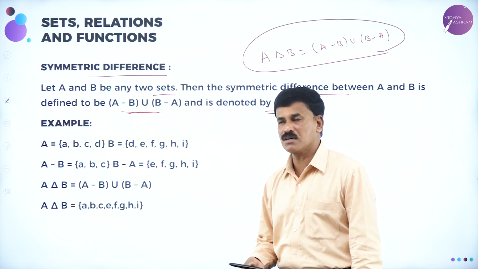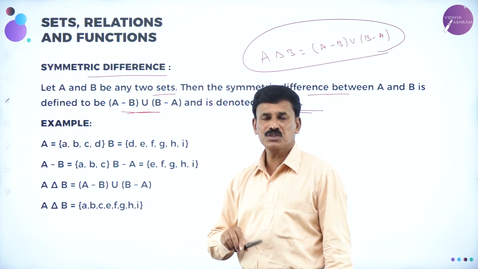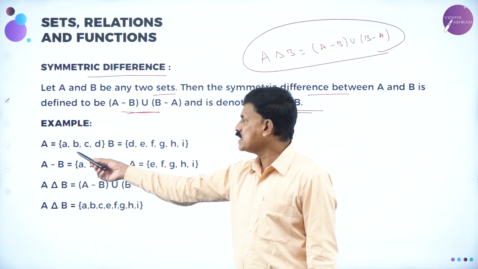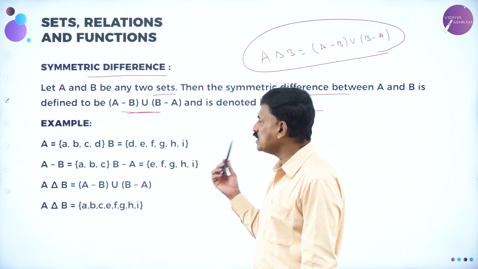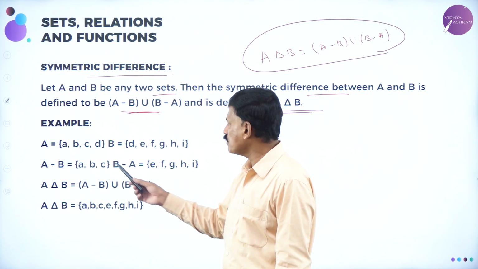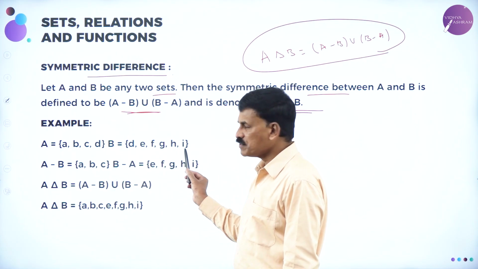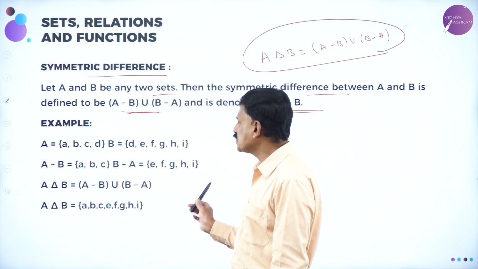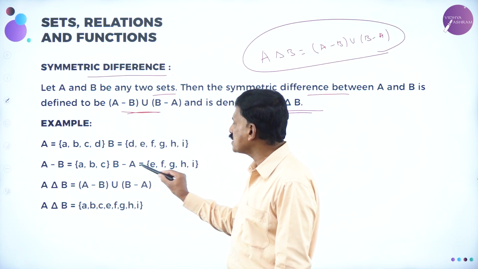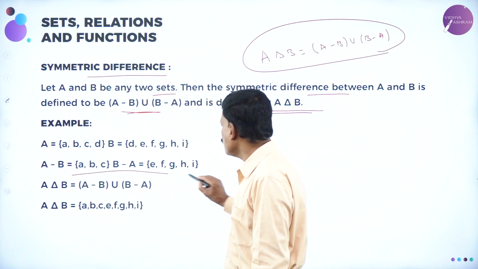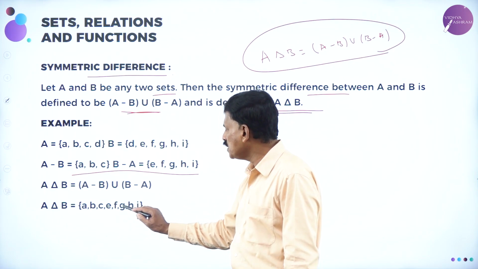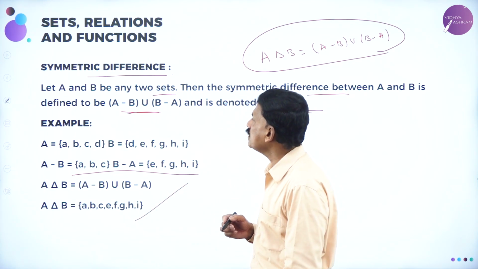Now let us take a small example. So the union of the differences between the two, A minus B and B minus A, will give the symmetric difference. That's it. Let us consider A equal to {a, b, c, d}, B equal to {d, e, f, g, h, i}. Then A minus B is {a, b, c}. Similarly, B minus A means all the elements which are in B but not in A: {e, f, g, h, i}. Then the symmetric difference between these two, A delta B, is equal to A minus B union B minus A. The union of these two is {a, b, c, e, f, g, h, i}. This is the symmetric difference between A and B.